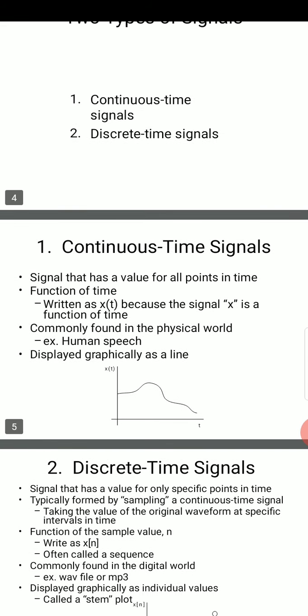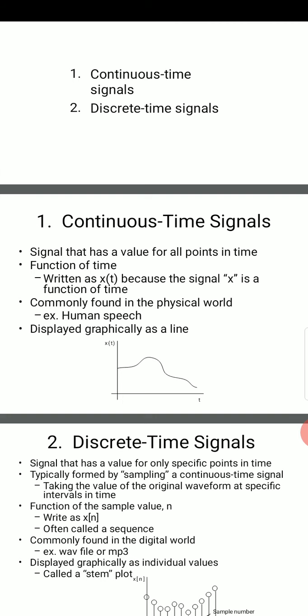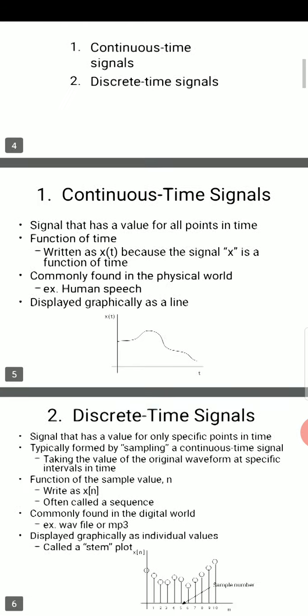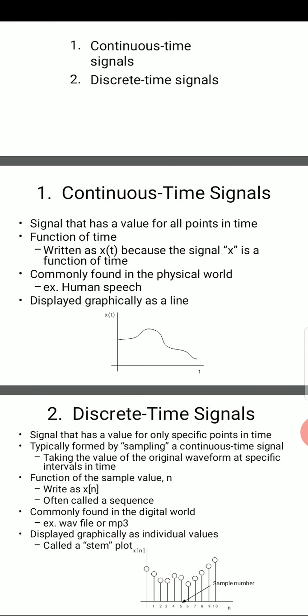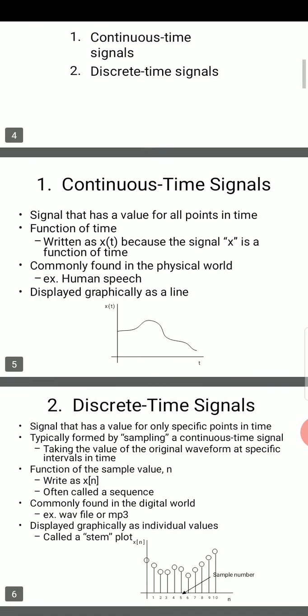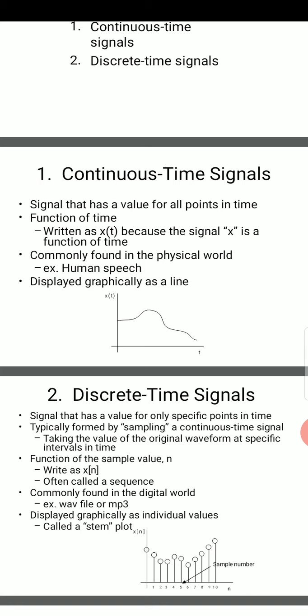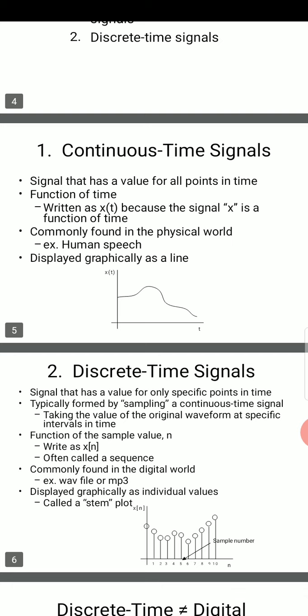What is the discrete time signal? It is a signal that has a value only at specific points in time, with a specific amplitude, typically formed by sampling a continuous time signal, taking the value of the original waveform at specific intervals in time. It is a function of the sample value, written as x(n), often called a sequence, and commonly found in the digital world. It is displayed graphically as individual values, called a stem plot.